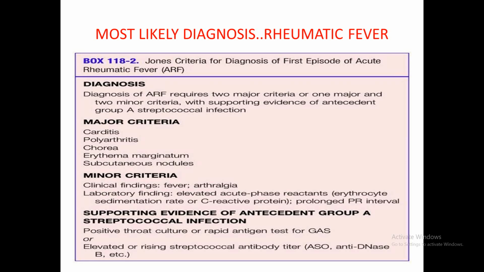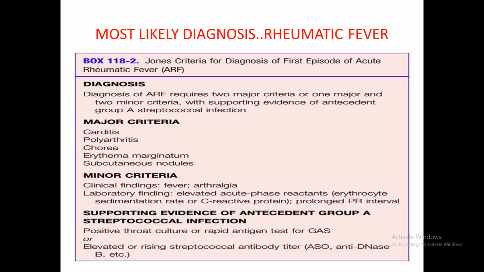The minor criteria are clinical findings and lab findings. The clinical findings are fever and arthralgia, not arthritis. The lab findings are elevated acute phase reactants like ESR or C-reactive protein or thrombocytosis, etc., and the prolonged PR interval on the electrocardiography. Supporting evidence of the antecedent group A streptococcal infection is ASO titer. In Pakistan, if it is more than 1:250, it is a higher titer.